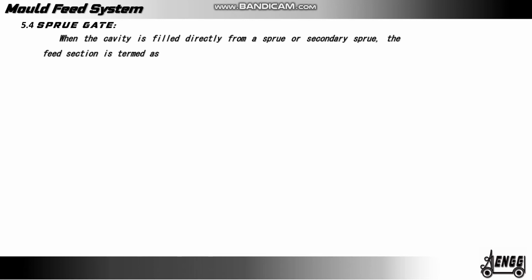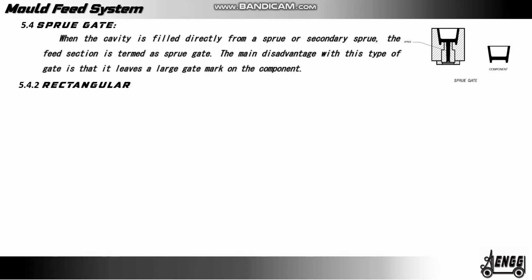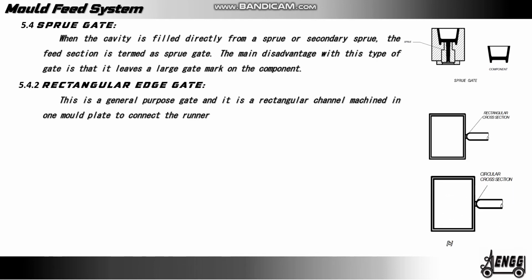Sprue gate. When the cavity is filled directly from a sprue or secondary sprue, the feed section is termed as sprue gate. The main disadvantage with this type of gate is that it leaves a larger gate mark on the component. Rectangular edge gate. This is a general purpose gate and it is a rectangular channel machined in one mold plate to connect the runner to the impression.